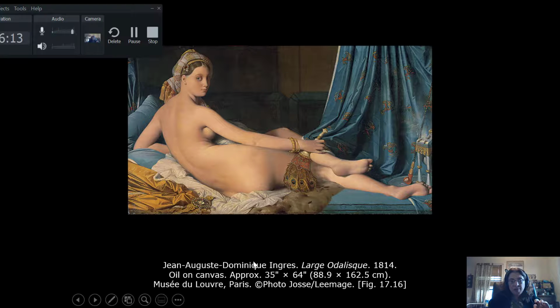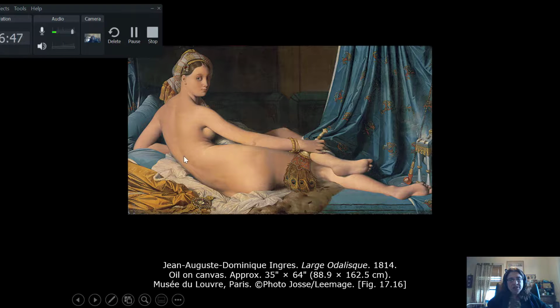Very strange last name here. You pronounce it Ingres. Ingres. And this is a cross between some of the ideas from neoclassicism and some of the ideas from romanticism. So you can see that he paints beautifully. The brushwork, the details are so beautifully done in this painting. However, when you look at it, some things are really weird about her body.